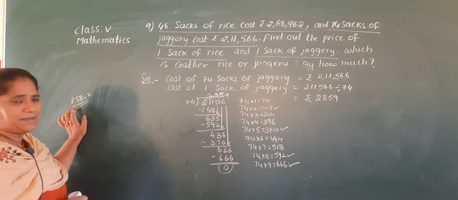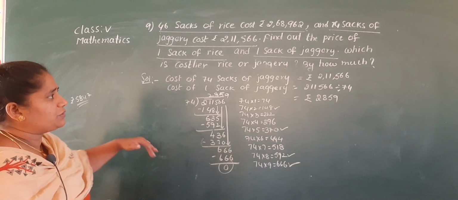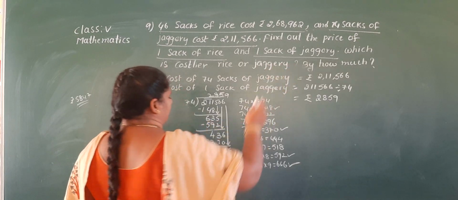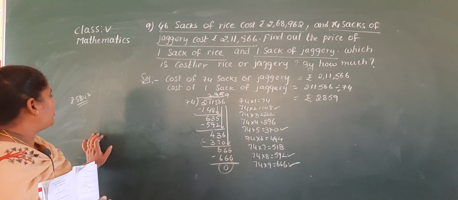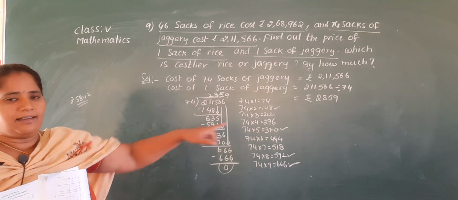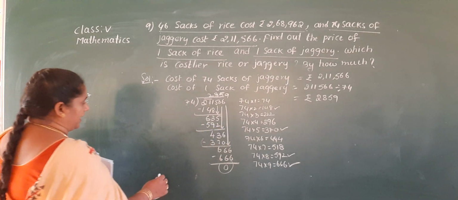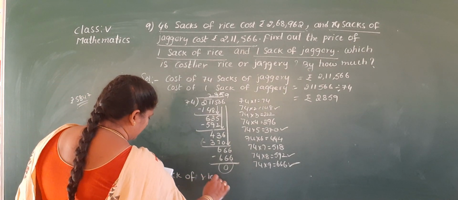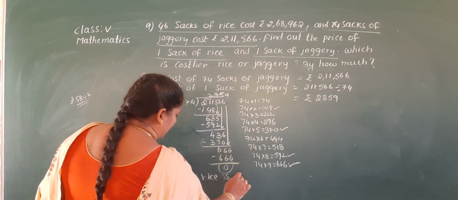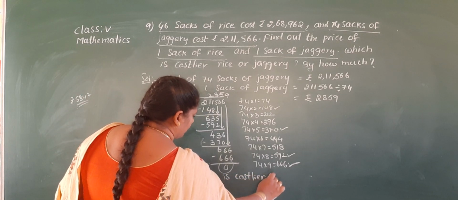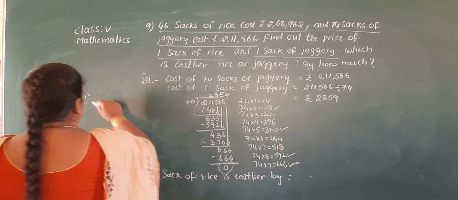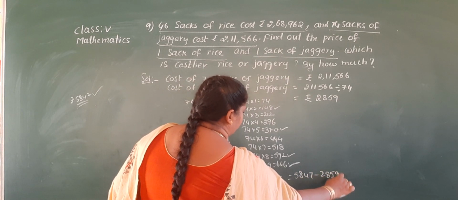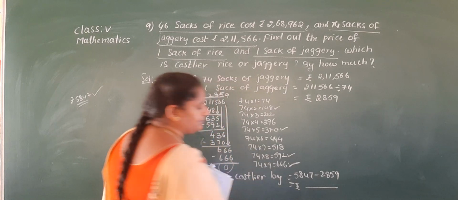The cost of one rice bag is 5847. Which one is costlier, children? Tell me, ma, which one is costlier, rice or jaggery? Yes, rice. So we will write the final step. The sack of rice is costlier by, how do we get this? If you subtract 5847 minus 2859, we get the answer.